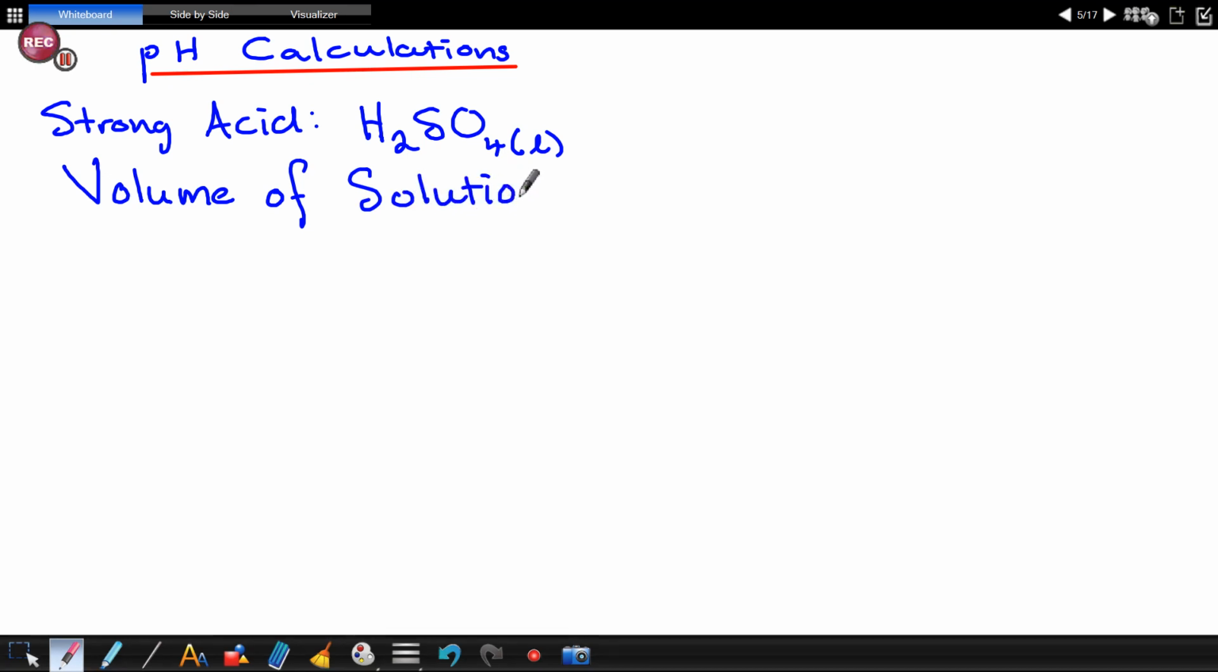You guys decide on the volume of a solution that you want to make. I have 100 milliliter volumetric flasks. So I want to make a solution with a volume of 100 milliliters. So 100 milliliters is 0.1 cubic decimeter.